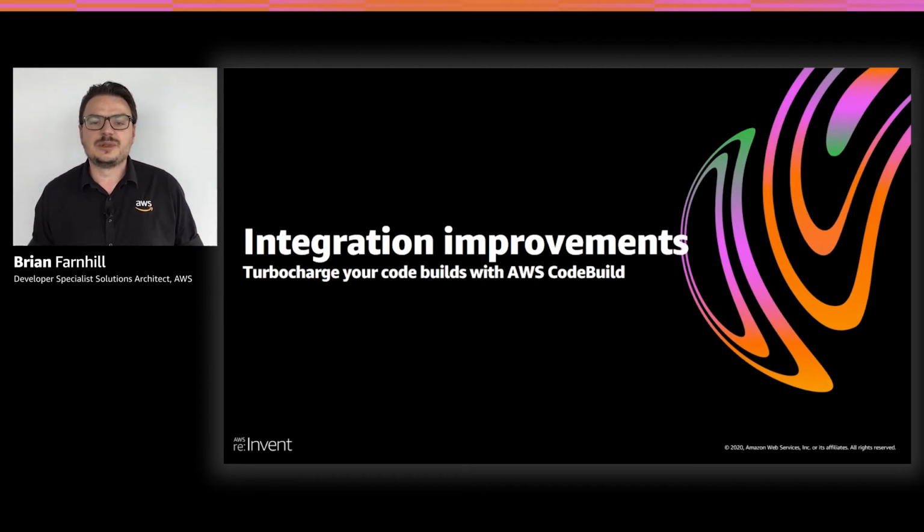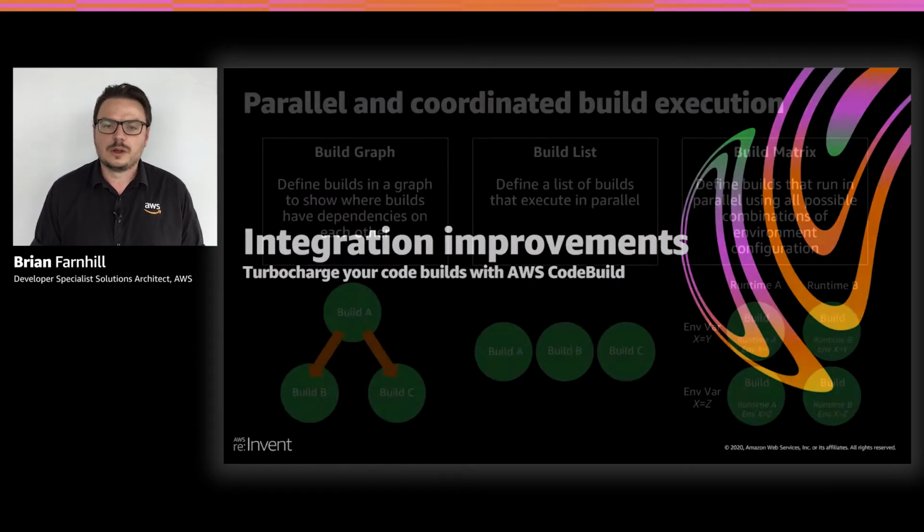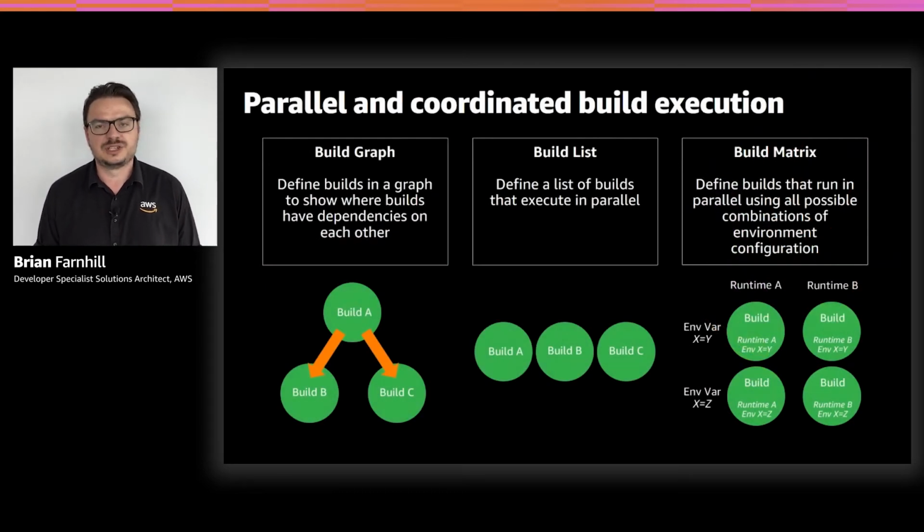All right, let's get into some of the integration improvements. And there's been some really big changes here that are worth talking through. The first is the parallel and coordinated build execution. So there's a number of scenarios that customers have come to us with saying that I've got a complex set of builds where I have things that are dependent on other builds, or I've got lots of builds that need to happen at the same time, or some, even doing things in a matrix of lots of combinations of values.